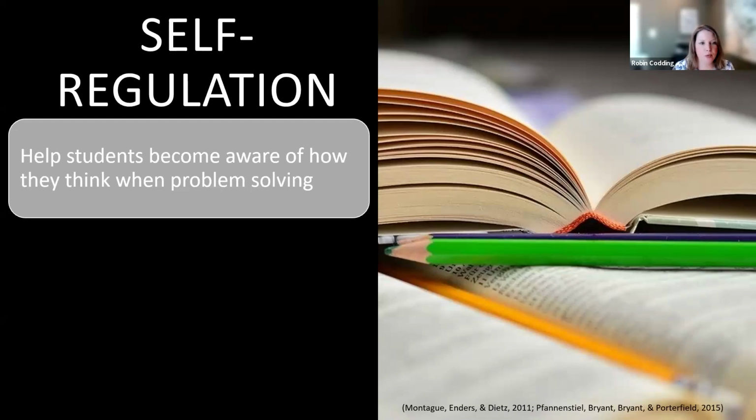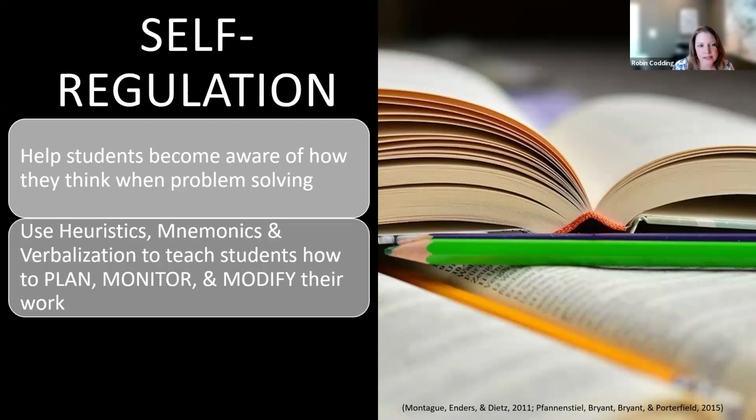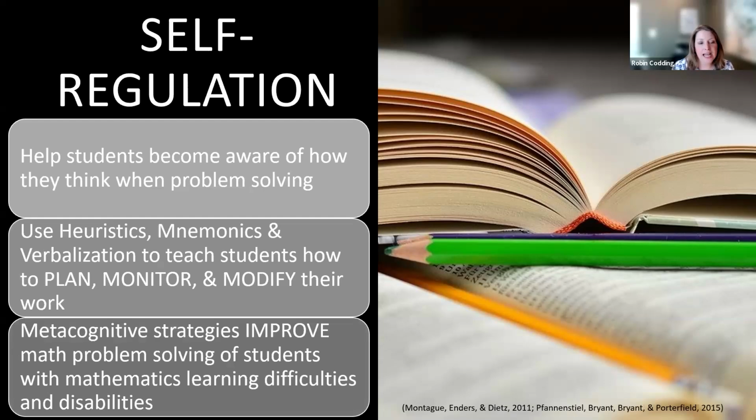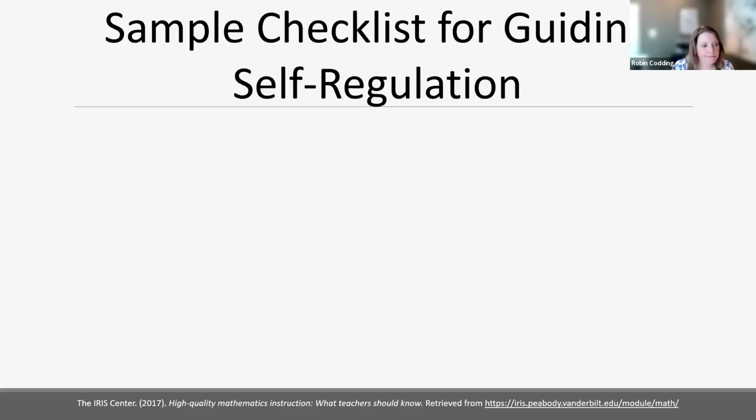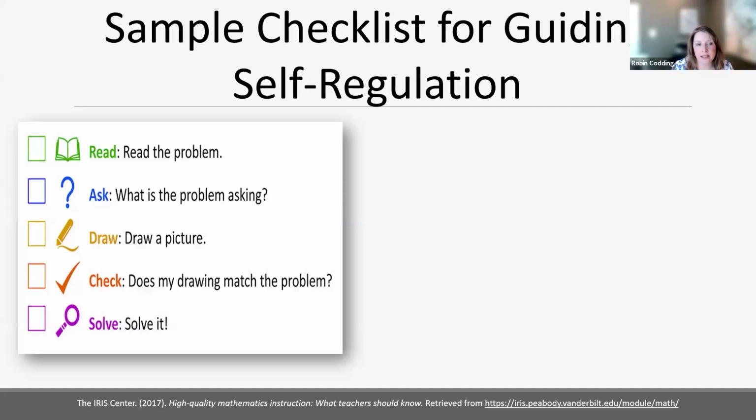We want to help students become aware of how they think when problem solving. We want them to use heuristics and mnemonics and verbalization, so those think alouds that you were modeling earlier, to plan, monitor, and modify their work. So you're actually teaching them that process. And you can do that through metacognitive strategies. I'll show you one example in the next slide, which we know that metacognitive strategies improve math problem solving of students with math learning difficulties and disabilities. So one of those opportunities is by having checklists to help guide self-regulation.